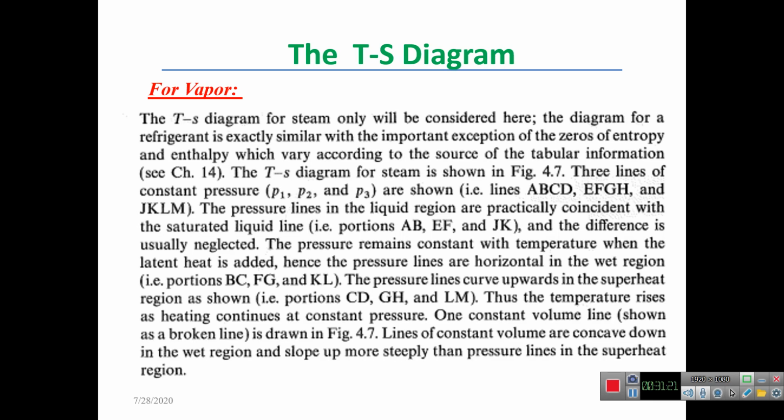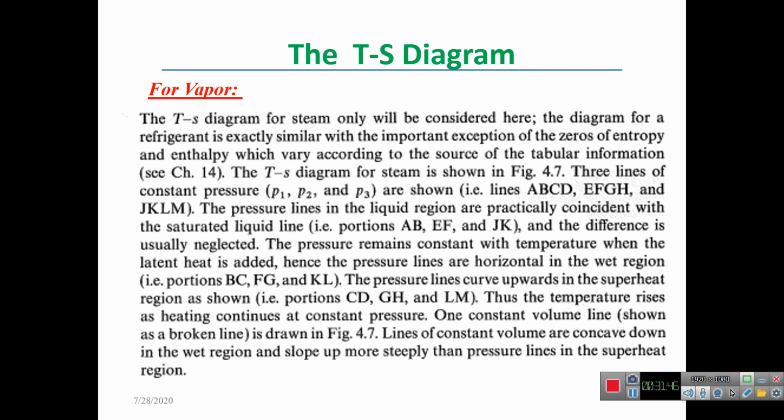The pressure lines curve upwards as we have shown earlier on as we go out in the superheat region, and the portions CD, GH, and LM represent the pressure lines in the superheat region curving up. Thus the temperature rises as heating continues at constant pressure.